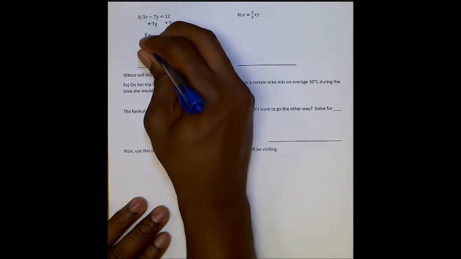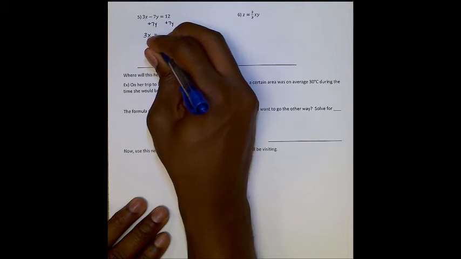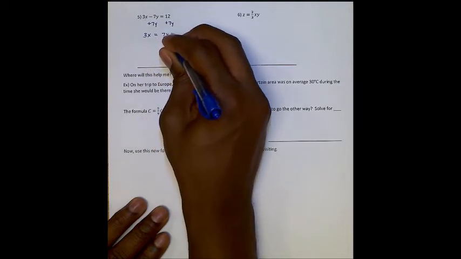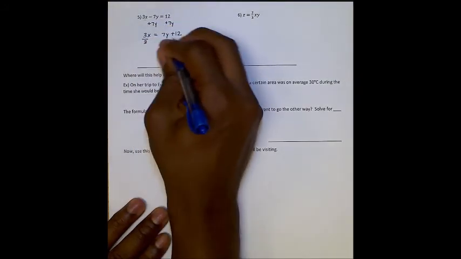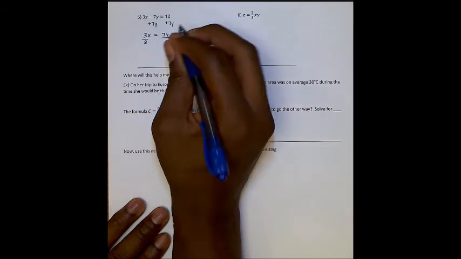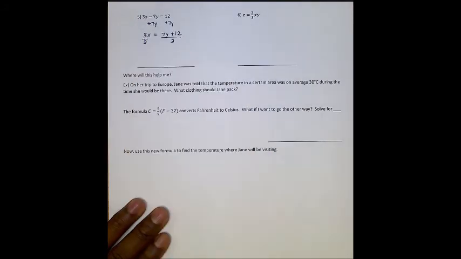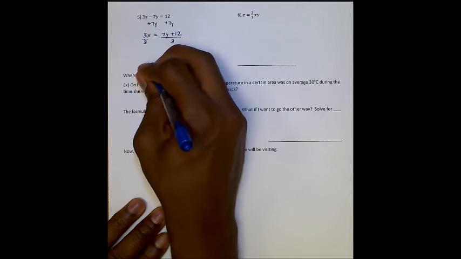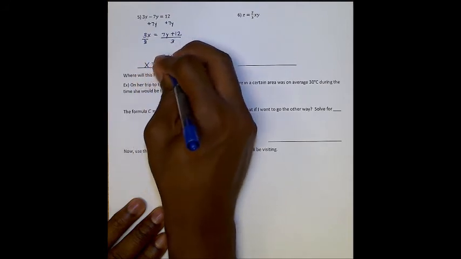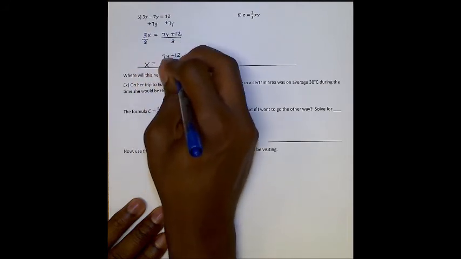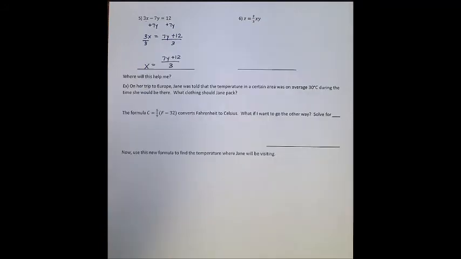So we have 3x left on the left side, 7y plus 12 on the right side, and then we'll divide both sides by 3. So now I do that, it cancels out my x on the left side. I have x equals (7y plus 12) over 3. And that's the final answer there.